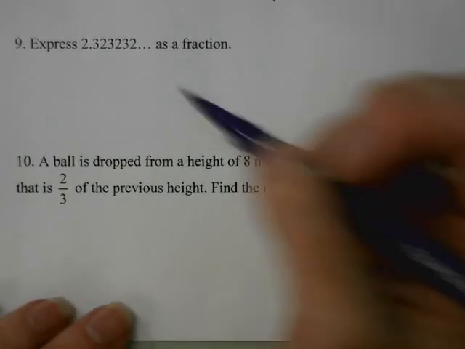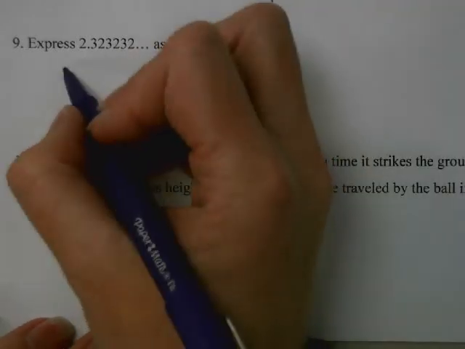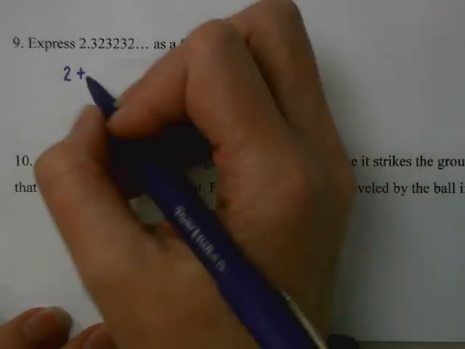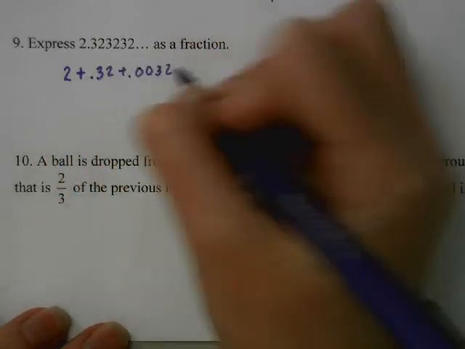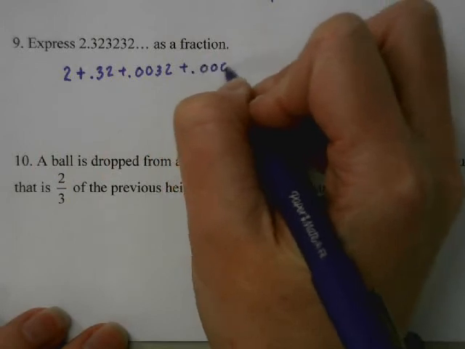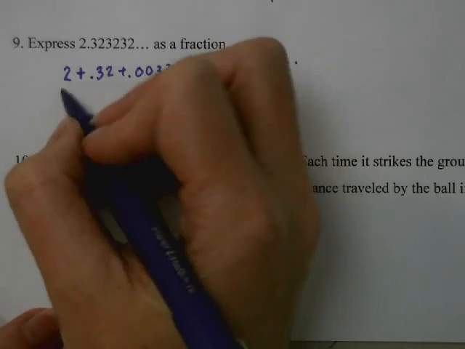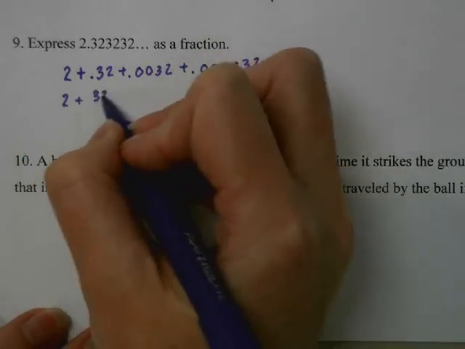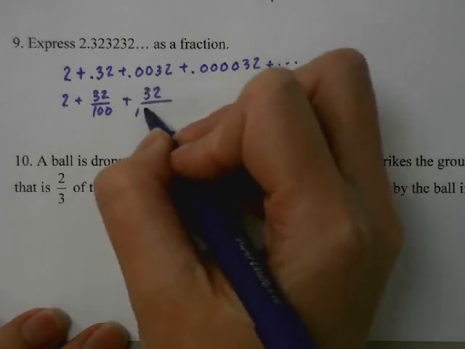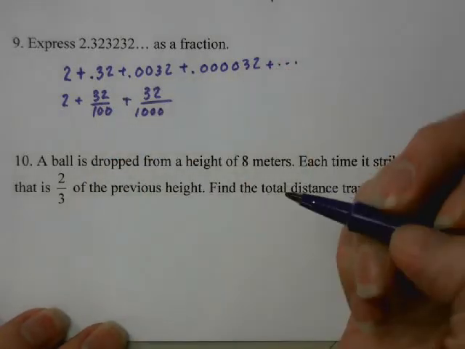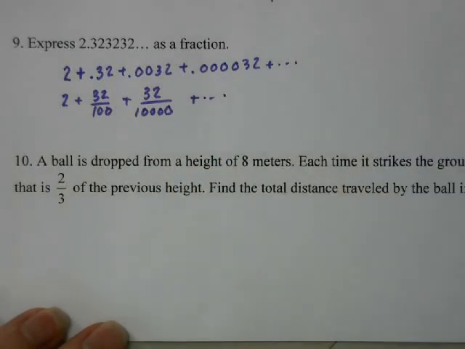Okay, so we're going to express 2.323232, a repeating decimal, as a fraction. So it's going to be 2 plus 0.32 plus 0.0032 plus 0.00032, and so on. So this is 2 plus 32 hundredths plus 32 ten thousandths, and so on.